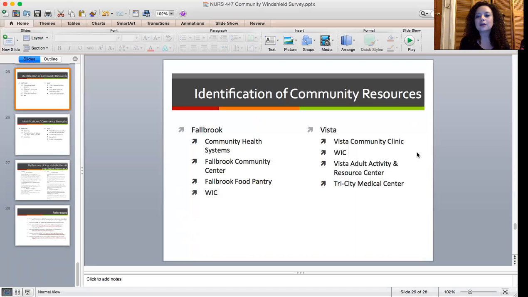Okay, so in Vista, there's Vista Community Clinic. They have a WIC office, Vista Adult Activity and Resource Center, and Tri-City Medical Center. Vista Adult Activity and Resource Center is a center for adults and seniors to provide resources. They have health education and physical activity classes, which is definitely great for the community.